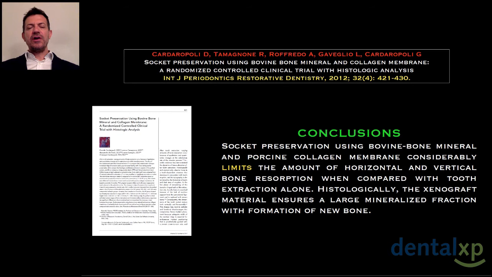Socket preservation using bovine bone mineral and porcine collagen membrane is able to limit the amount of horizontal and vertical bone resorption when compared with tooth extraction alone. From the histological point of view, the xenograft material ensures a large mineralized fraction with formation of new bone.